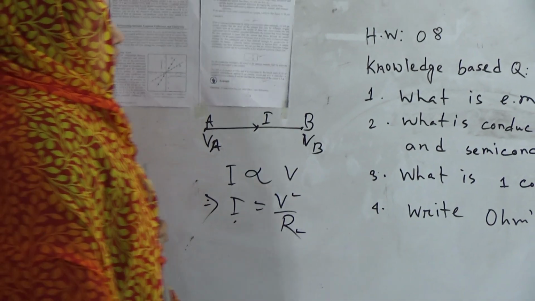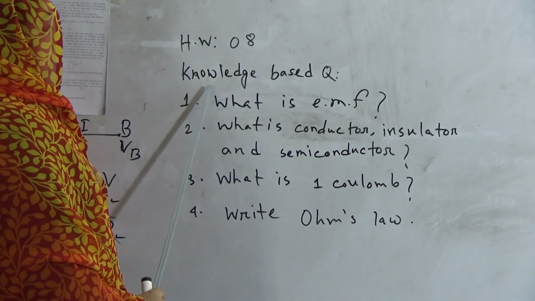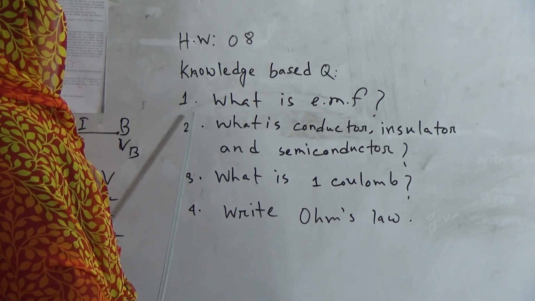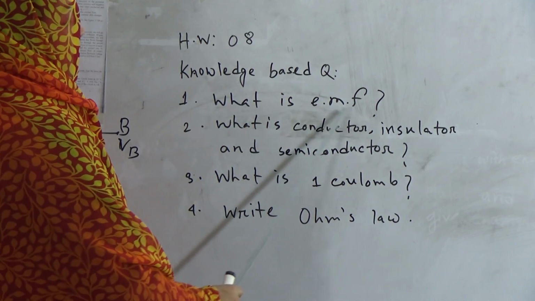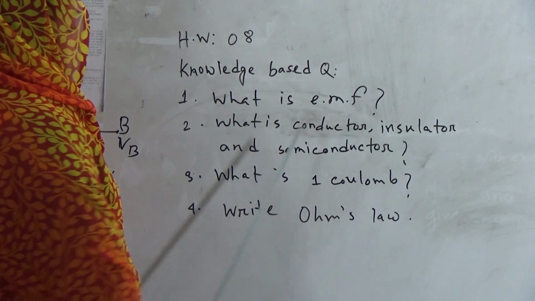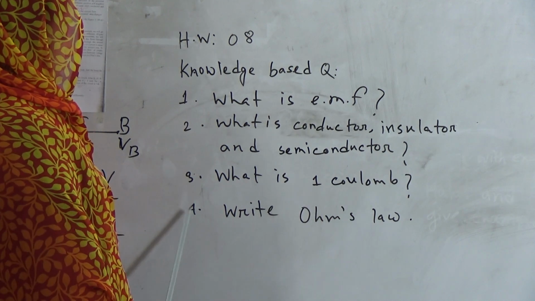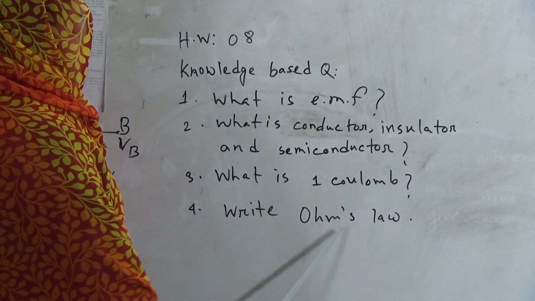My dear students, now your today's SW number is 8, and you have to write these knowledge based questions. Number 1, what is EMF or electromotive force? Number 2, what are conductor, insulator and semiconductor? Question number 3, what is 1 coulomb? And question number 4, write Ohm's law.